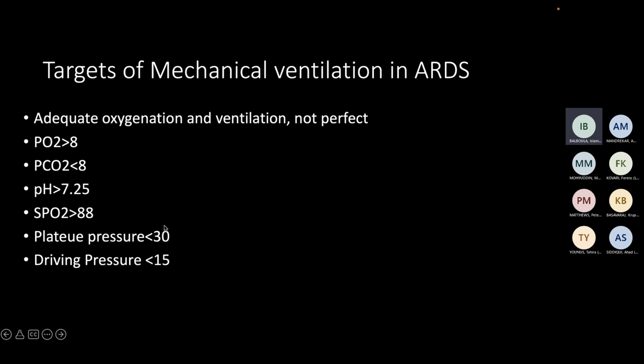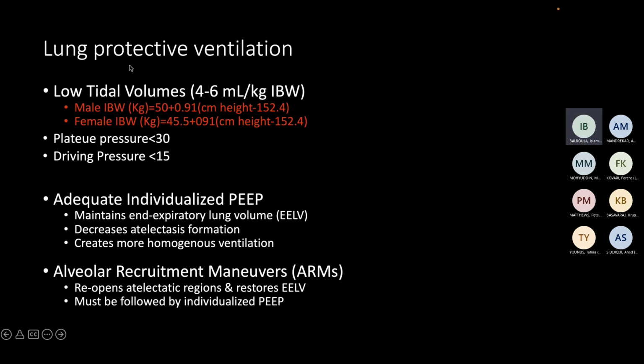The idea is that if we give too large a volume to achieve saturation of 94, it's better and safer for the patient to achieve saturation of 90 with plateau pressure less than 30. This is the lung protective ventilation.